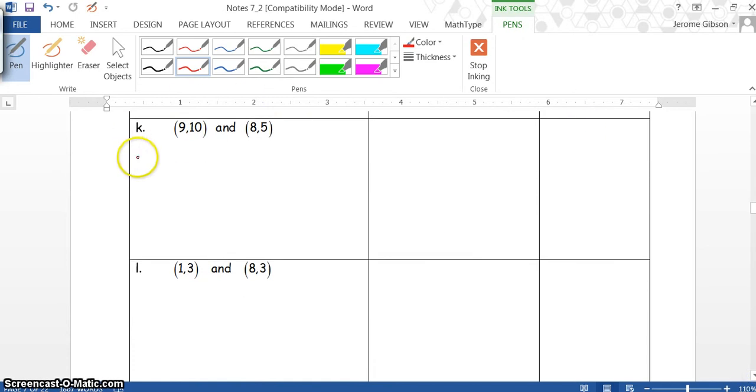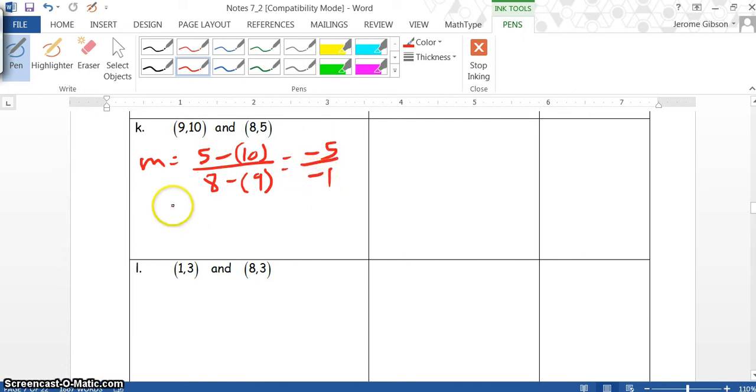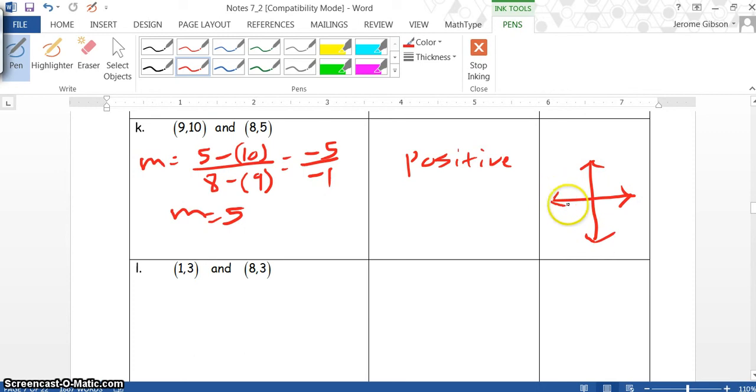Now we come here. We have the slope is equal to y sub 2 minus y sub 1 all over x sub 2 minus x sub 1. 5 minus 10 is negative 5. 8 minus 9 is negative 1. So your slope is positive 5. So it's positive. We do a quick positive slope.